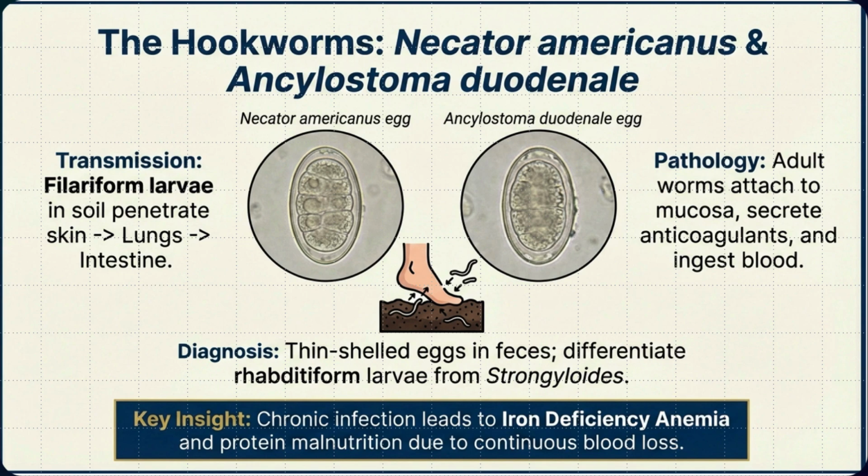You find the eggs in the feces. They're thin-shelled, oval, usually with cells clearly dividing inside them. Correct. If you see a thin-shelled egg in a fresh stool sample, it's hookworm.